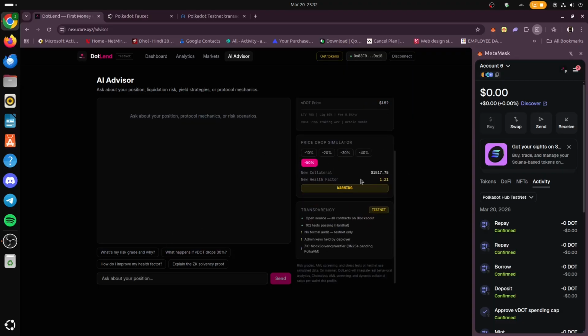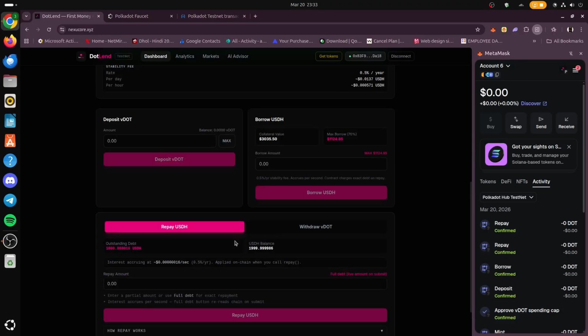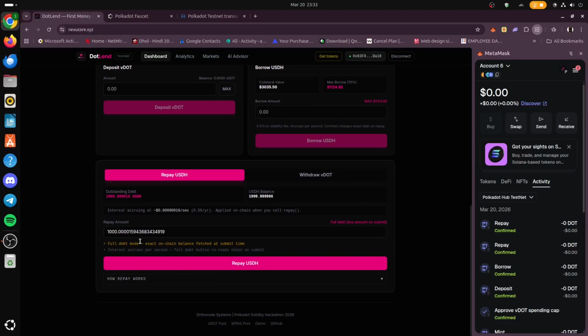Okay, so let's do it once again. Let's repay our complete debt. So you see, this is the amount we borrowed, and this tiny 1594368 etc. is the interest we have incurred on our debt. Now let's repay it completely. Waiting for the transaction to get confirmed.